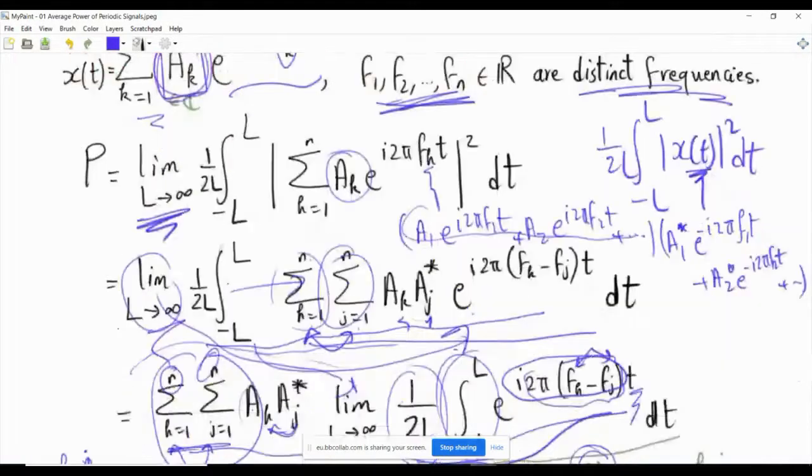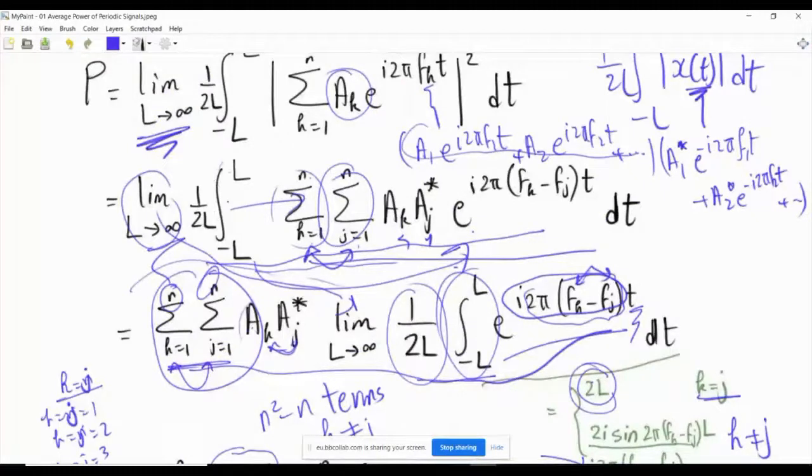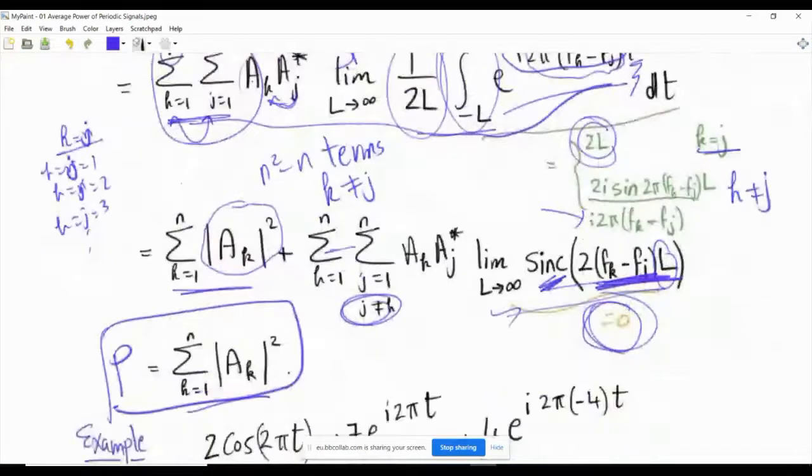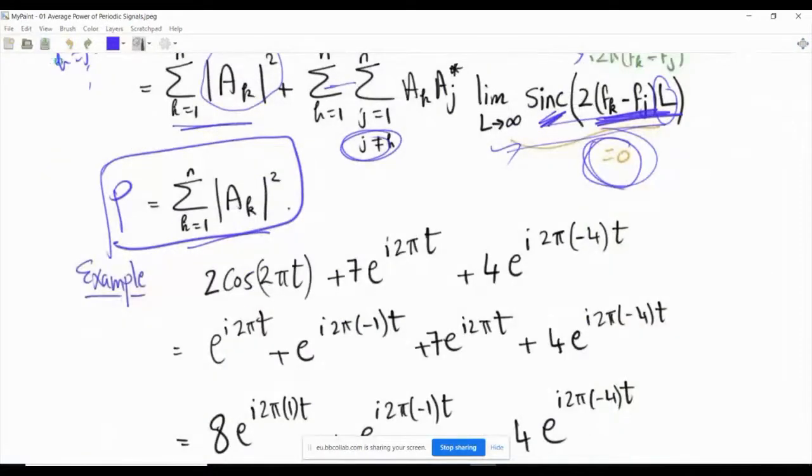So the difference will be that this integral here will be replaced by a summation, but in essence you will get the same steps that you see here. Okay, so let's solve an example.